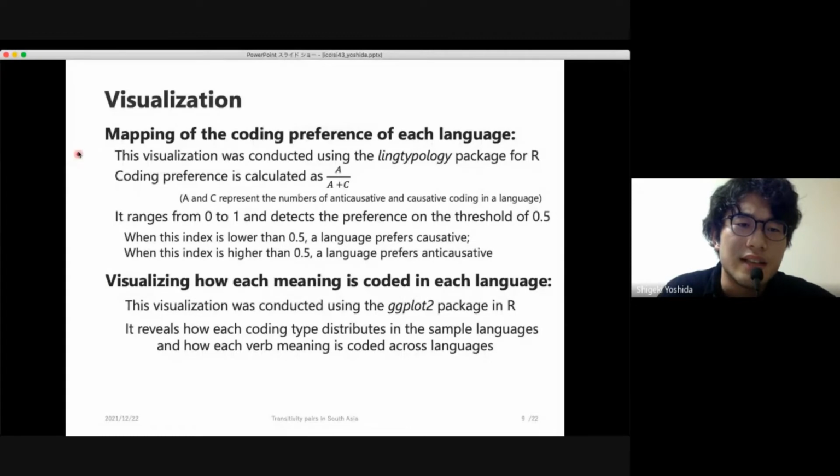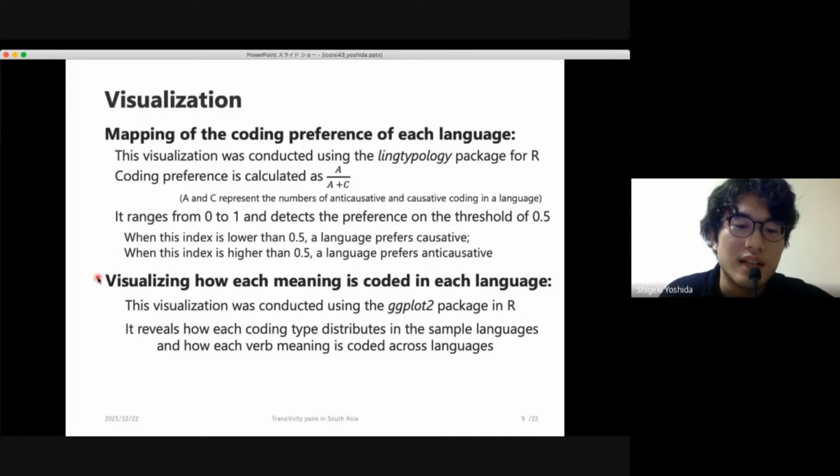Lastly, in this slide, I will show how I visualize the data. First, I mapped the coding preference of each language by using the lingtypology package for R. The coding preference is calculated as in this equation, A divided by A plus C. Here, A and C represent the numbers of anticausative and causative coding in the language. And this value ranges from 0 to 1 and detects the preference on the threshold of 0.5, which means when this index is lower than 0.5, a language prefers causative, while when this index is higher than 0.5, a language prefers anticausative.